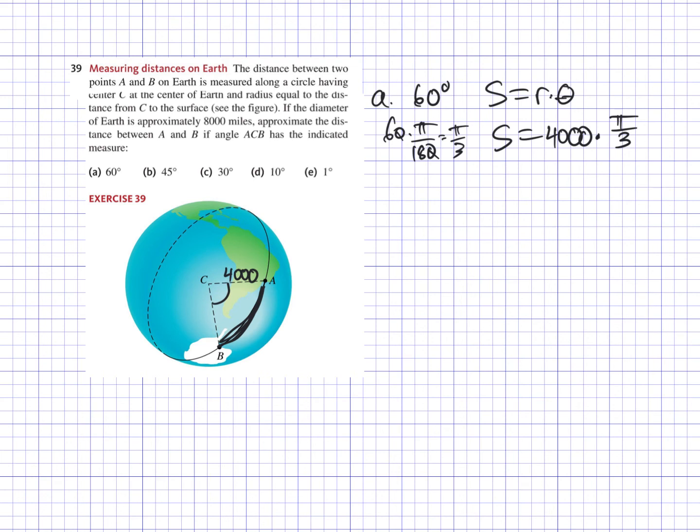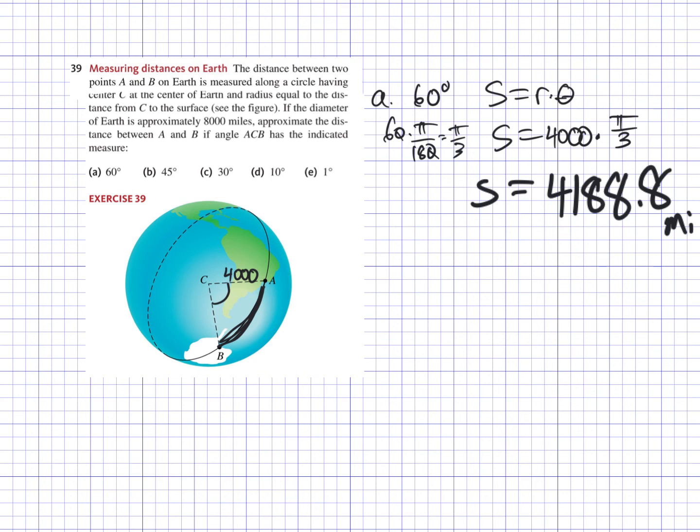All right, so split screen here. Let's do 4,000 times pi, and then we'll take that number, 12,566, and divide it by 3. So that means that arc length on A is equal to 4,188.8, and that's going to be miles, by the way. 4,188 miles from A to B.